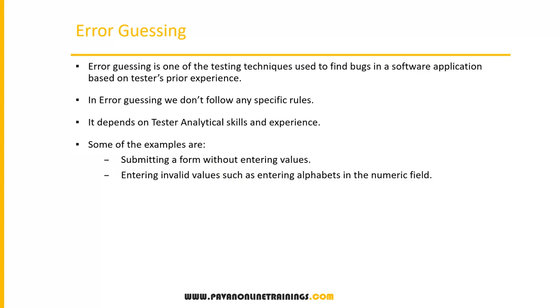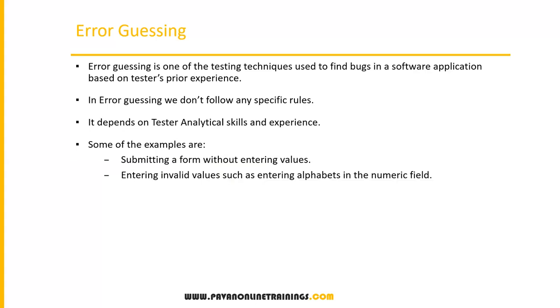Whenever you do some testing or actions, you can guess maybe this may be the error or this may not be the error. You should be able to judge it based upon your analytical skills and your experience. That is basically called error guessing. So error guessing is one of the testing techniques used to find bugs in the software based on the tester's prior experience. In error guessing, we don't follow any specific rules and regulations. We just test the application and check for errors. It depends purely on the tester's analytical skills and their experience.